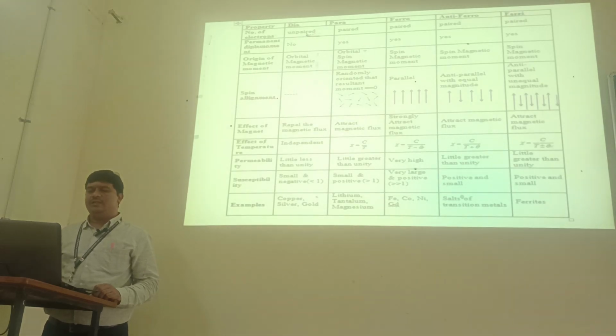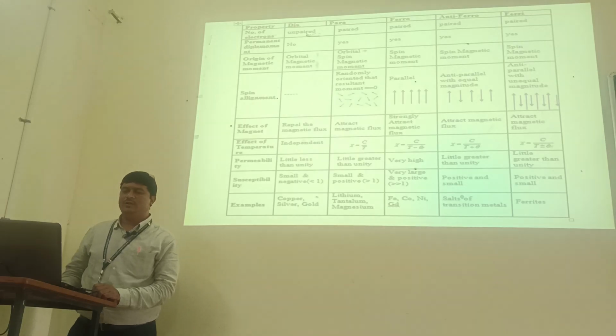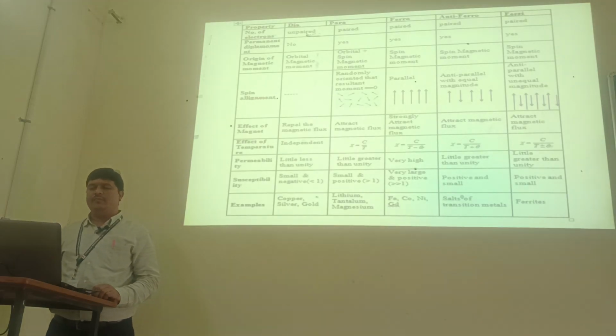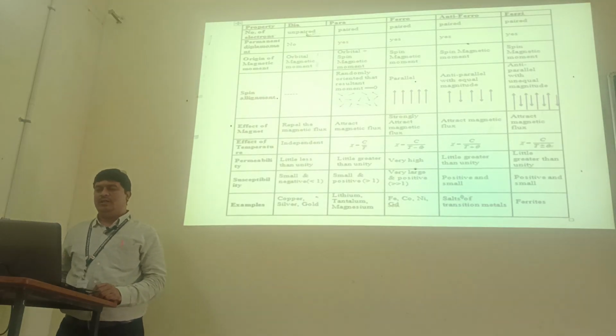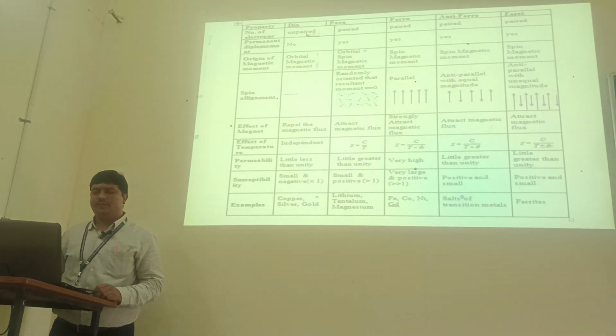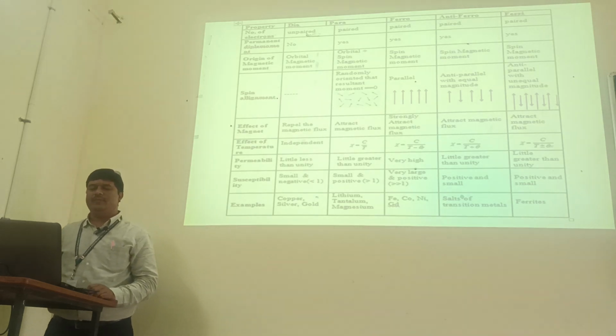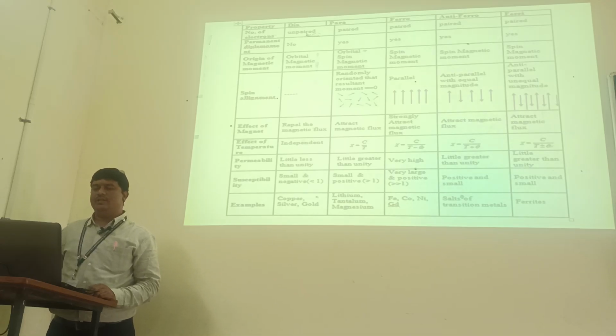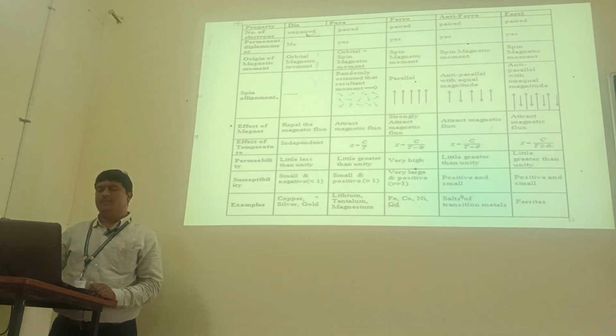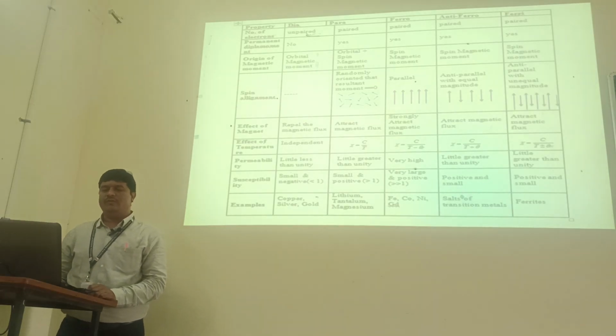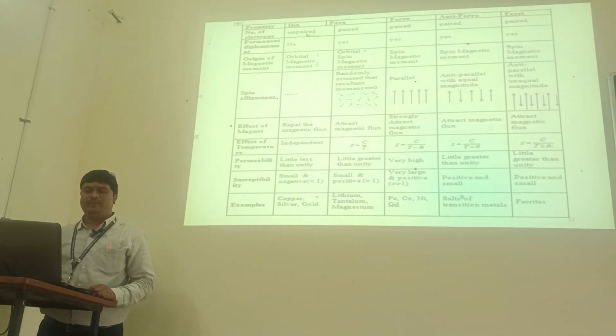In diamagnetic material there is no response. Randomly oriented, the resultant magnitude is equal to 0. Then parallel, next antiparallel, and antiparallel in the remaining magnetic materials. Effect of a magnet: diamagnetic repels the magnetic flux, paramagnetic attracts the magnetic flux, ferromagnetic is strongly attracted by the magnetic flux, and the others also attract the magnetic flux. Then the effect of temperature is independent in the diamagnetic material.